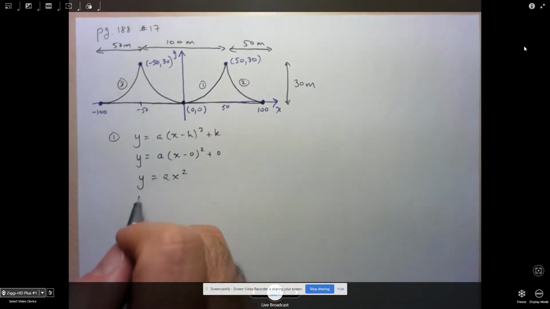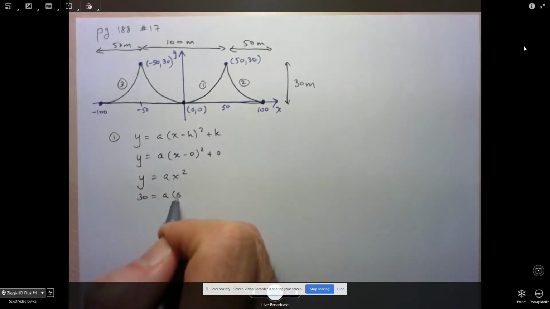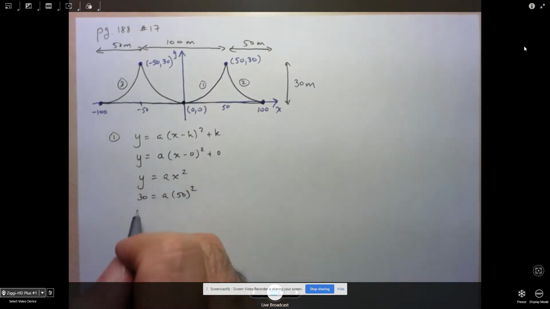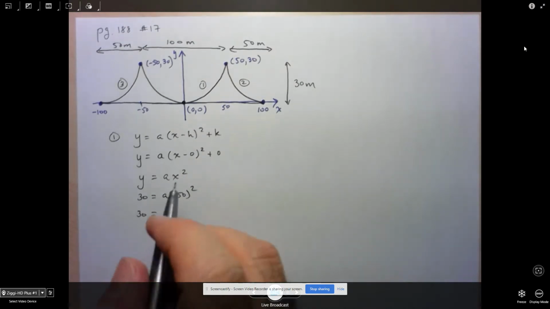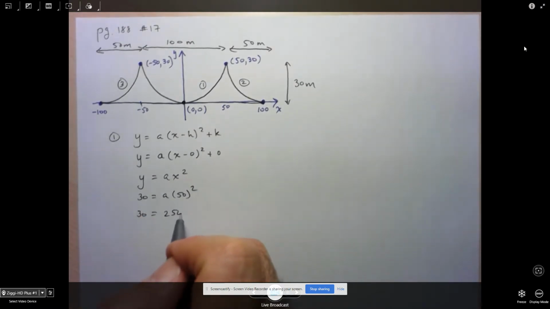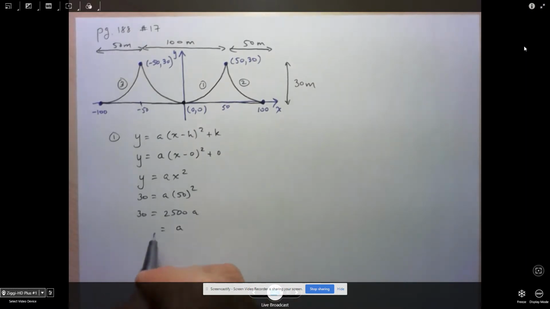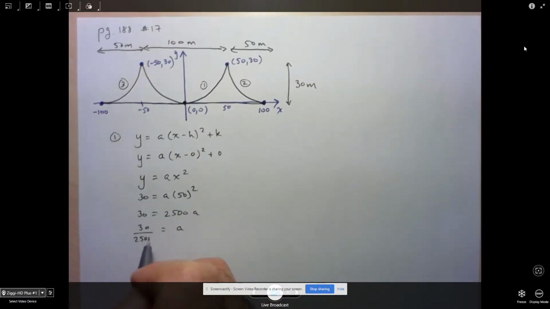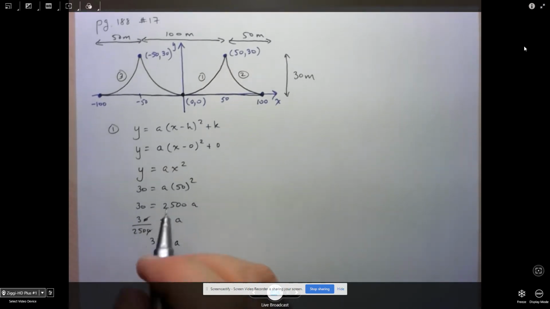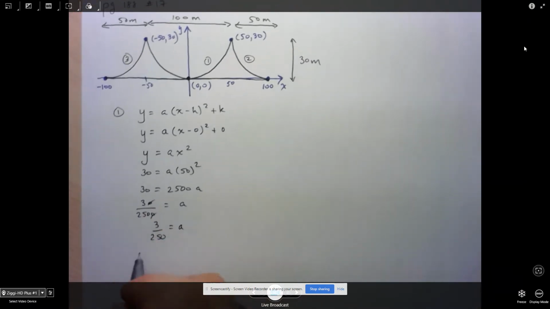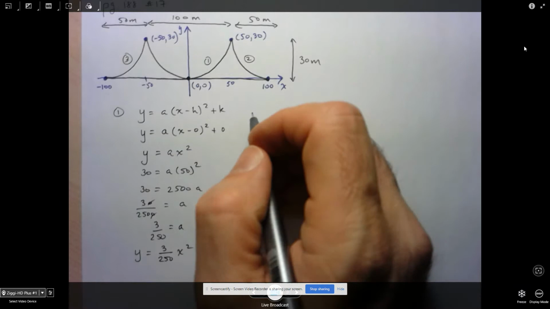So I'll pick this one here. So when y is equal to 30, x is equal to 50. All right, and here 30 equals, well, 50 times 50 is 2,500, so 2,500a. So a is equal to 30 over 2,500. Divide both by 10, so 3 over 250. All right, so what's my final answer here? The equation is just y equals 3 over 250 x squared. All right. So now let's move on to the second one.